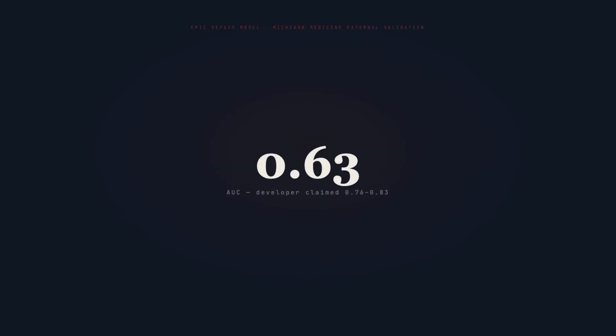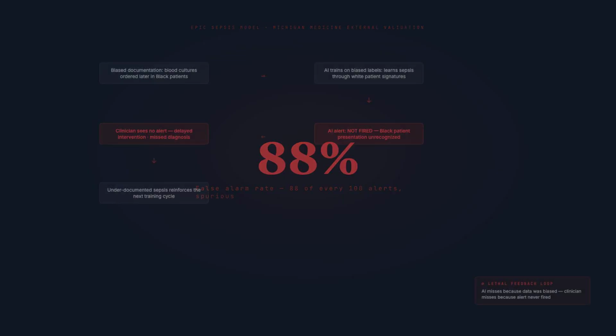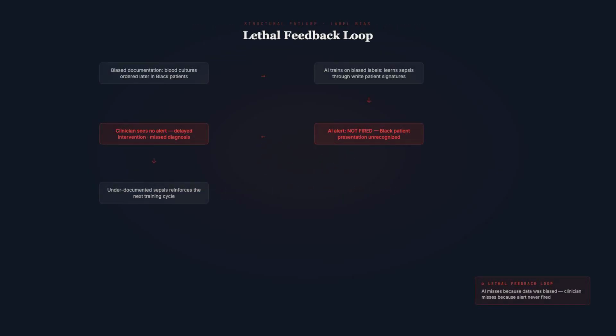The Epic Sepsis Model makes the case. Developer internal validation claimed an area under the curve of 0.76 to 0.83. Independent external validation at Michigan Medicine returned 0.63. Sensitivity, 33%, 2 in every 3 sepsis cases missed. Positive predictive value, 12%, 88 of every 100 alerts, false alarms.